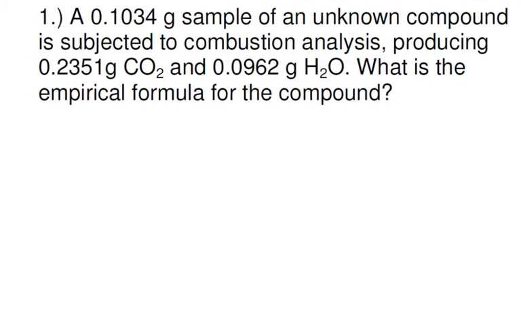A 0.1034 gram sample of an unknown compound is subjected to a combustion analysis, producing 0.2351 grams of carbon dioxide and 0.0962 grams of water. What's the empirical formula of the compound? Well, firstly, we're going to find out how many moles of carbon dioxide and how many moles of water we have. So firstly, to find out how many moles of carbon dioxide, we need their molar mass. So we've got 12 and 2 times 16, which is 44.